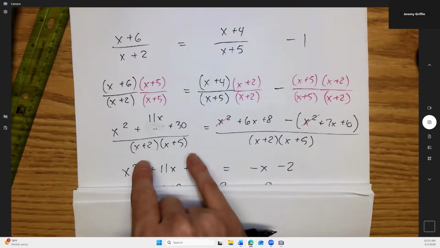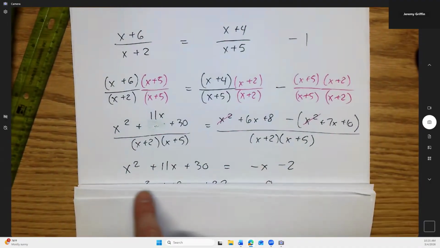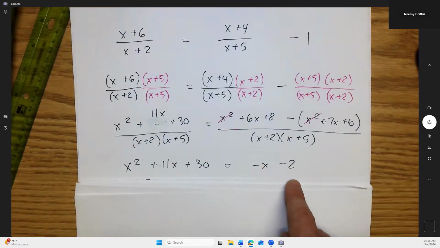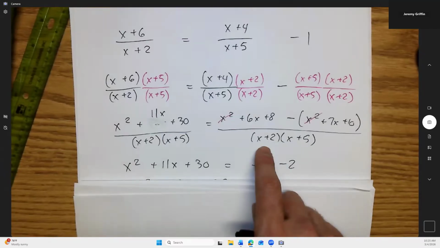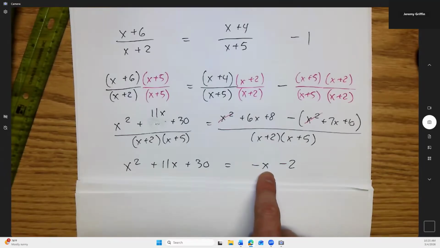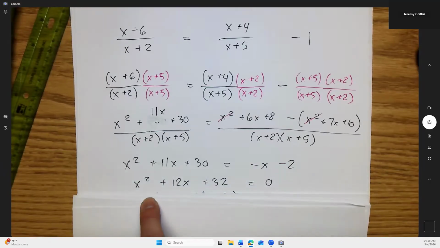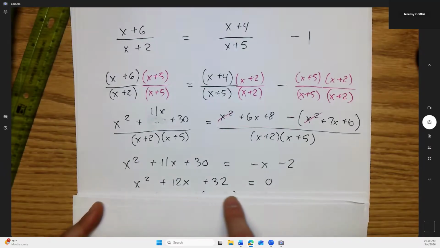Also, since the denominators are the same, I went ahead and scratched those just like we did in class. So now I'm just setting the numerators equal. Of course, x cannot be negative 2 or negative 5, but aside from that. Now get everything over on one side. Add over the x. And add over the 2. So I get that right there. It's x squared plus 12x plus 32 is 0.